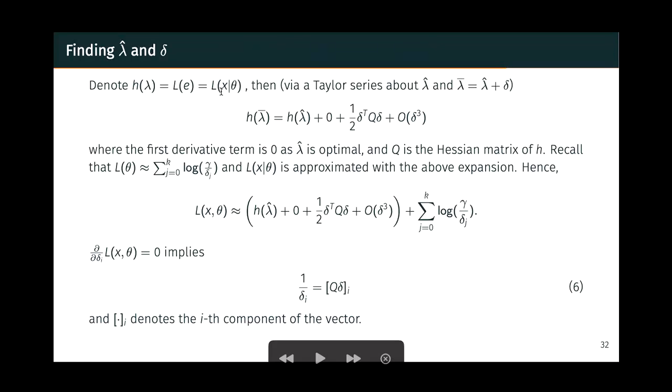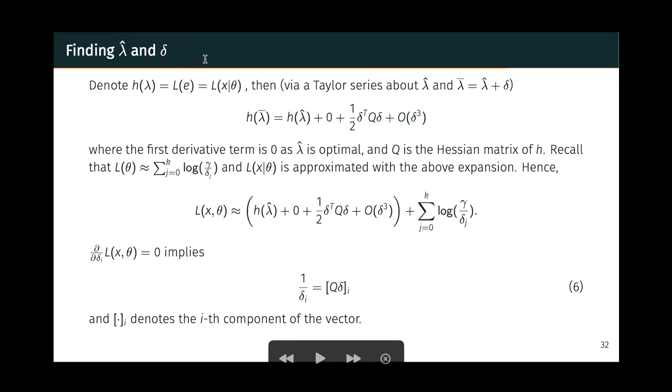I can write down a Taylor series of that expression, h lambda, that I'm trying to optimize, the description length of the errors, h lambda bar, as a Taylor series about the optimum h lambda hat. Because this is the optimal lambda hat, the first derivative is equal to 0. Taylor series is h lambda hat, derivative of h lambda, second derivative of h lambda, and a term of order delta cubed. But the first term is 0 because this is an optimal value.